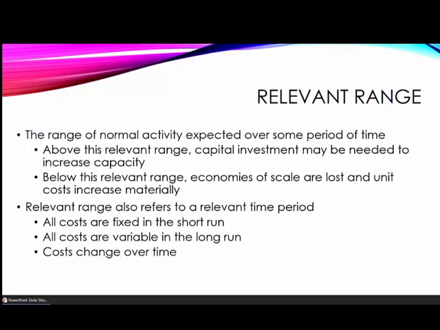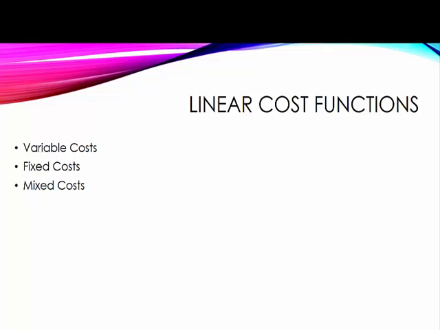All costs are fixed in the short run. That means that today I can't change my taxes, I can't change my rent, I can't change my supervisor's salary. But they're all variable in the long run. I could decide I don't want to make muffins anymore, fire everybody, sell all of my equipment, and my costs are all gone. And costs change over time. So these are reasons why that relevant range also refers to a relevant time period. Now what I'd like to do is move over to Excel and review some linear cost functions, including variable costs, fixed costs, and mixed costs.